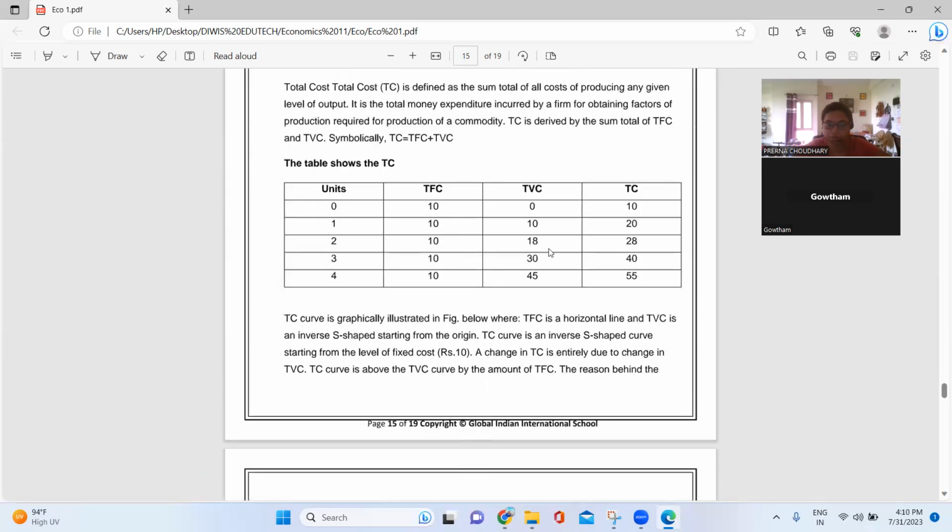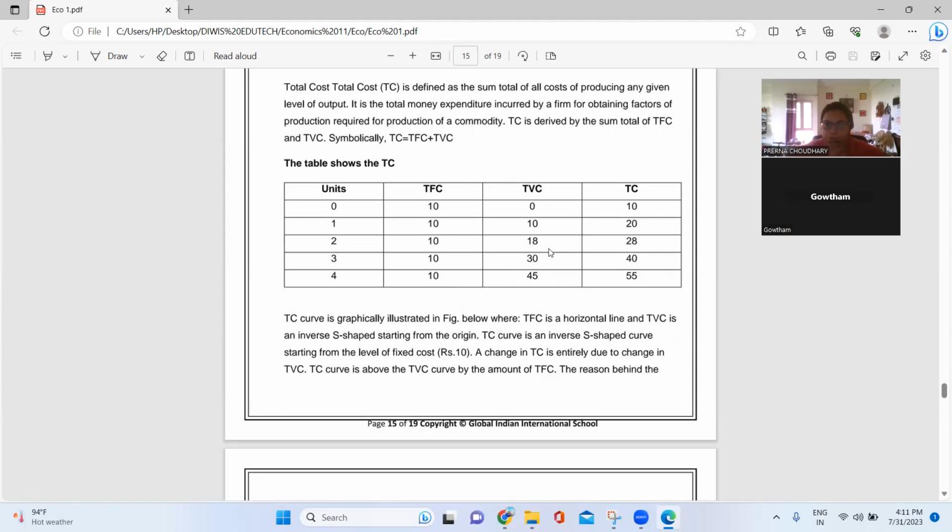Total cost is defined as the sum total of all costs of producing any given level of output. It is the total money expenditure incurred by a firm for obtaining factors of production required for production of a commodity. TC is derived by the sum total of TFC and TVC. Symbolically, you can write it as TFC plus TVC.